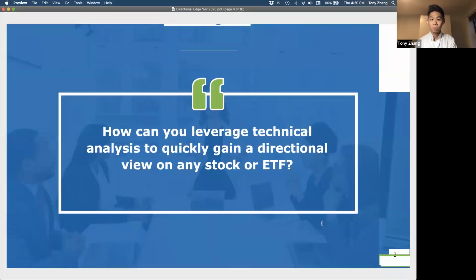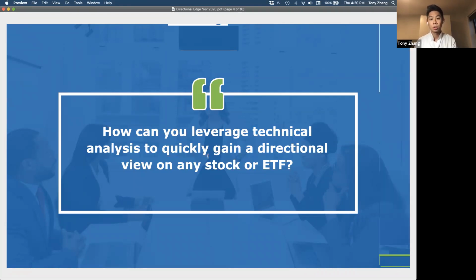But for today, what we want to focus on is really how you can leverage technical analysis to quickly gain a directional view on any stock or ETF. And the key word here is quickly, because you can sit there and look at charts and spend a lot of time researching fundamentals and different charts to gain a directional view. But the question is, we all lack time. We all have a limited amount of time. And many times markets open, they react very quickly, and you need to be able to make a decision fairly quickly. How can you do that very quickly? That's what we want to show you here today.